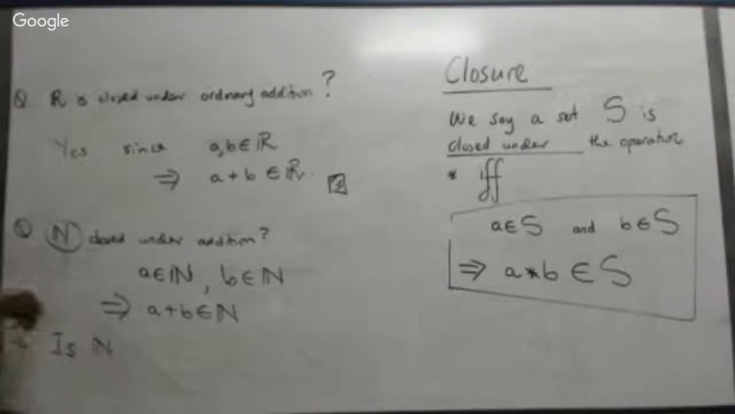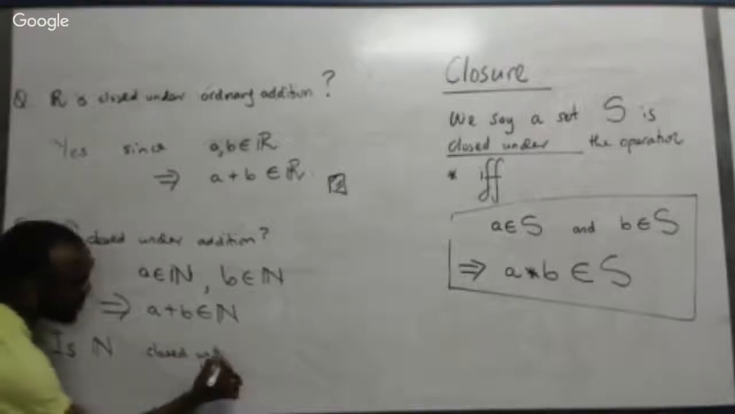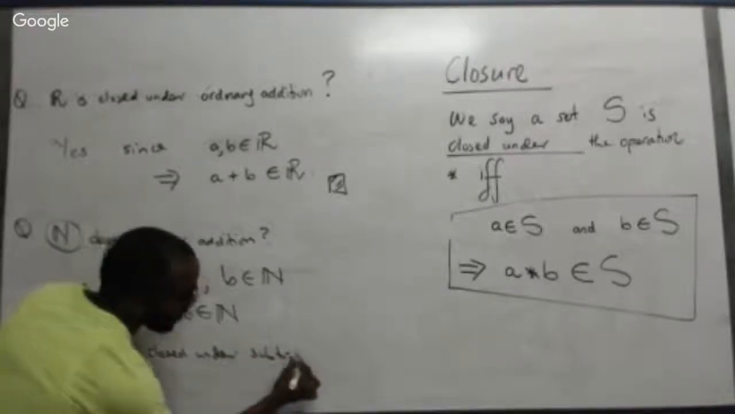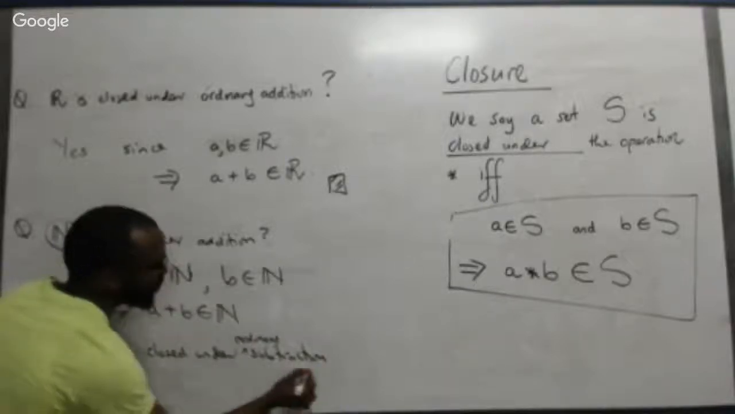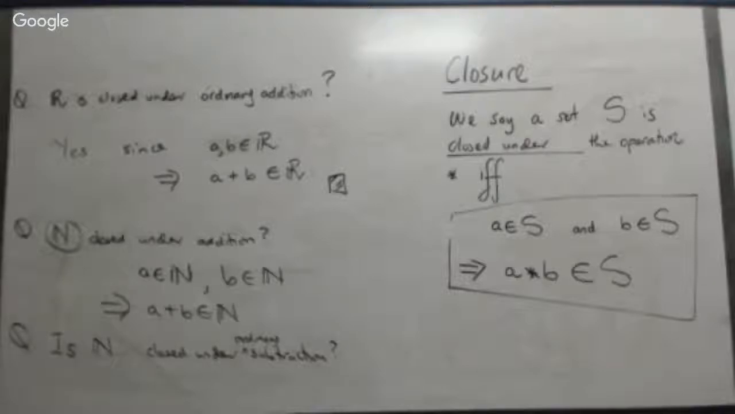Is the natural set closed under subtraction? Ordinary subtraction, at least. Give me an example. So you'd say no. And how do we prove that? By use of what we call a counterexample. In other words, show one case where the thing is a lie.